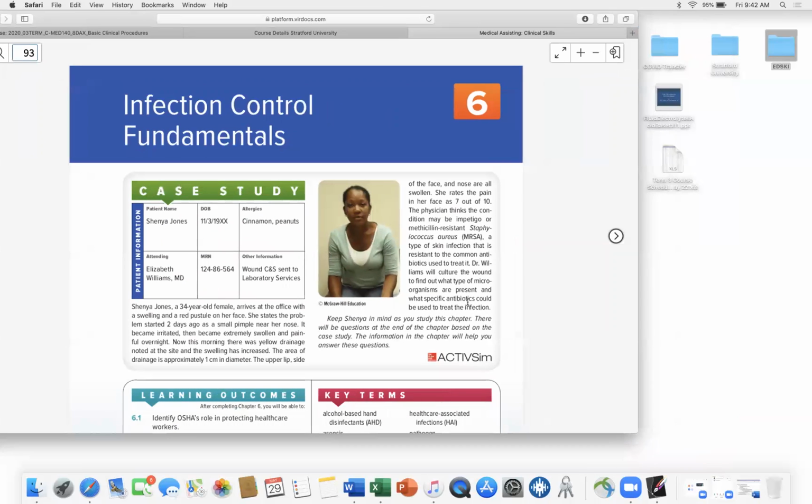You have the case of Ms. Shana Jones. And if you recall, cases have subjective, objective, assessment, and a plan. So the subjective is the history. So let's look at her history. Ms. Shana Jones, she looks relatively young. She has known allergies, cinnamon and peanuts, currently seeing Dr. Elizabeth Williams, patient number, and this was her plan. They had wound culture and sensitivity sent to the lab today. So she's relatively young, 34-year-old female.